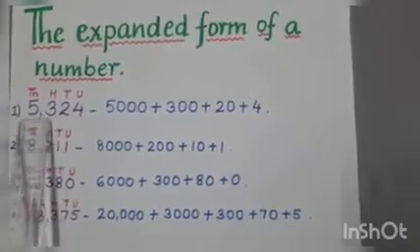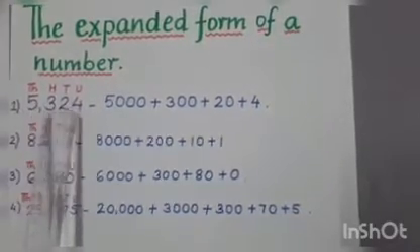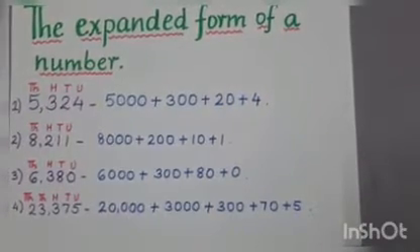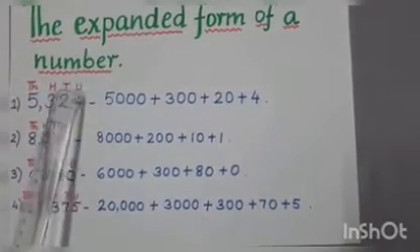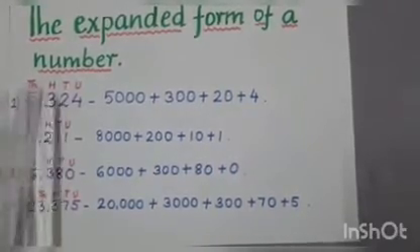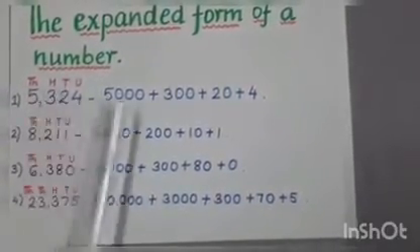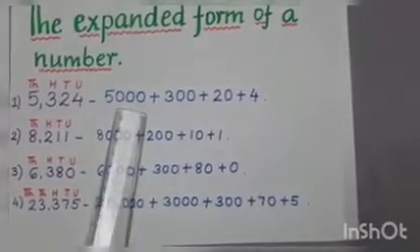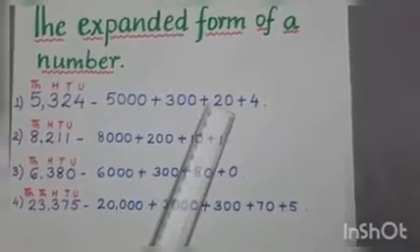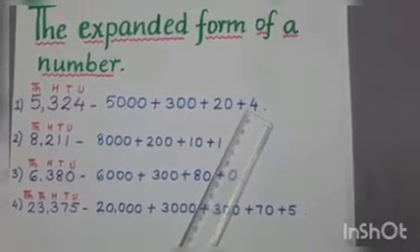The first number given is 5324. So what is the first step we all do, children? We write unit, tens, hundred and thousand. And 5 is in which place position? In thousand. So we will write 5,000 plus 300 plus 20 plus 4.